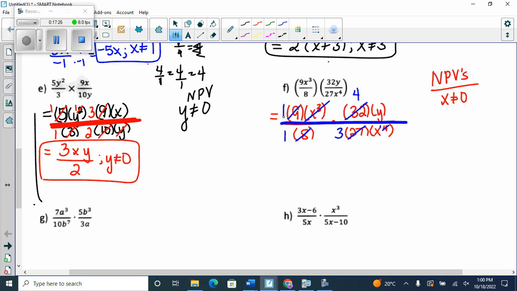And so what are we left with on the top? We're left with 4y, and then on the bottom, we're left with 3x. And I look and I say, yep, that's as simplified as it can go. If it isn't, I just do another step and cancel off more things, right? And then I say x can't equal 0.